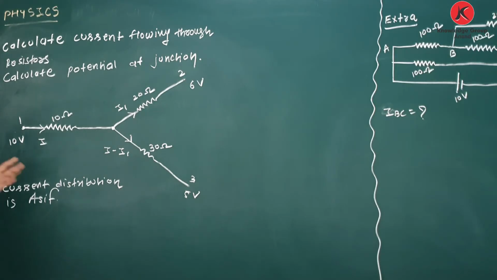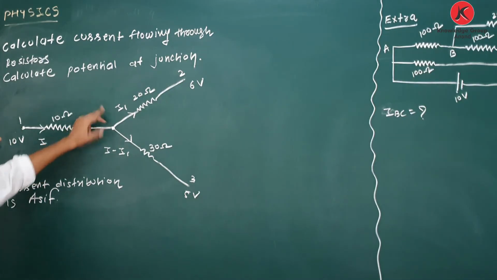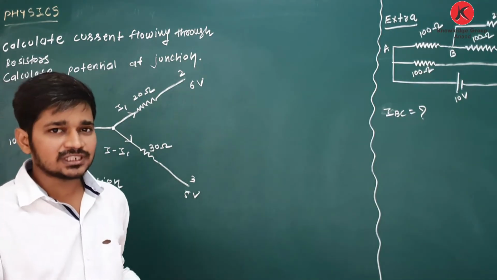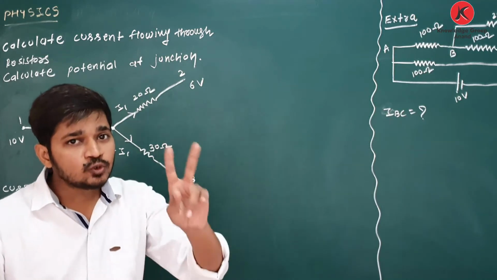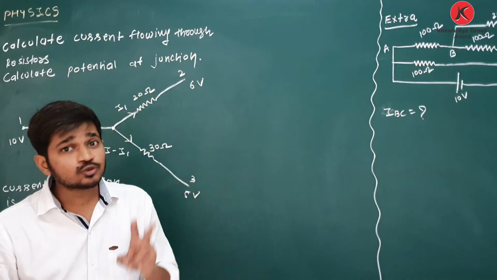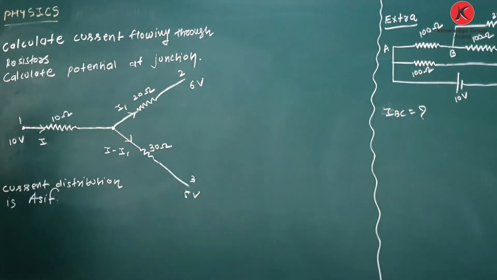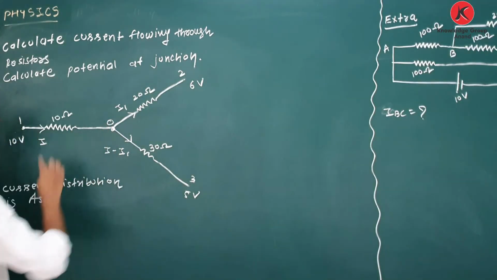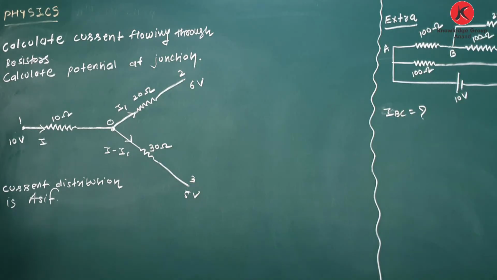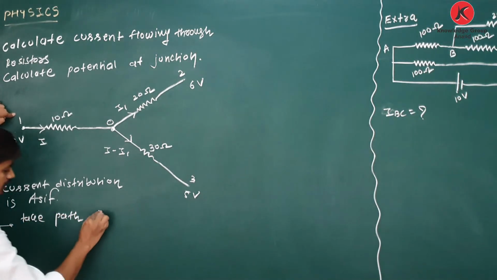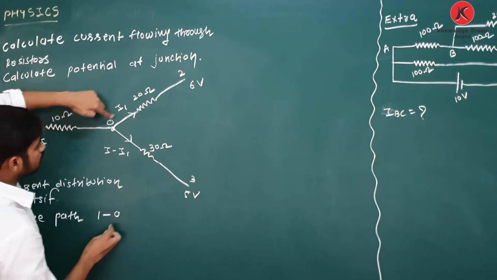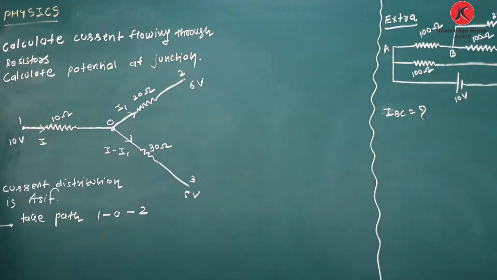Now you have to find the current flowing in each branch, meaning you have to find two currents, I and I1. We have solved such questions before. You have to find I and I1, two variables, which means we need two equations. So we have to take two paths. Let us indicate this point as O. Now, how to take the path? First, take path 1, 0, 2.